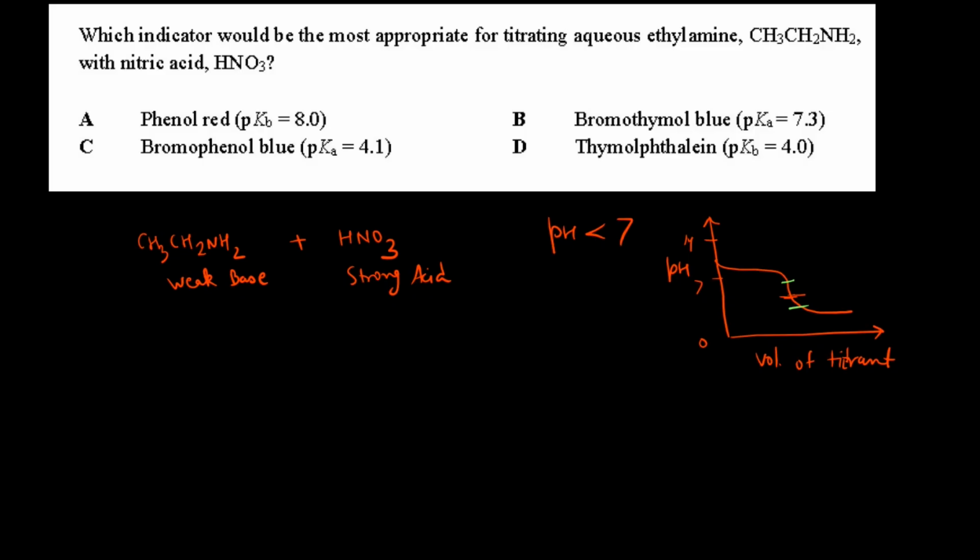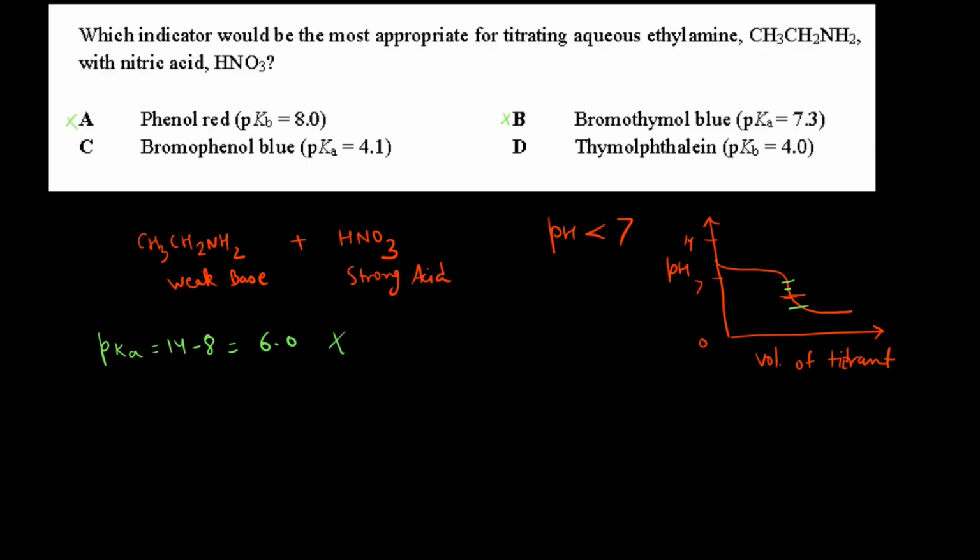Okay, so in option A, phenol red, pKb is given. So pKa will be 14 minus 8. So this will be 6.0. So this is very close to 7, which is coming just at the edge of where this drop in pH occurs. So this cannot be an appropriate indicator. Option B, we see the pKa is 7.3, which is more than 7, so obviously this cannot be used.